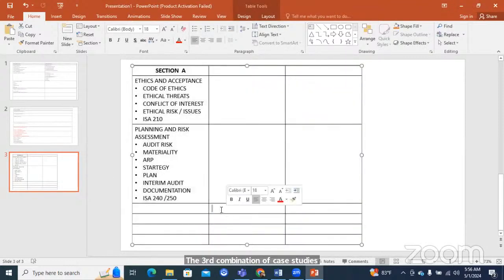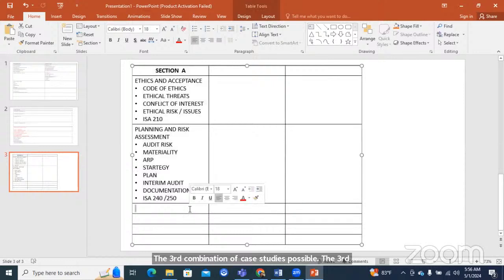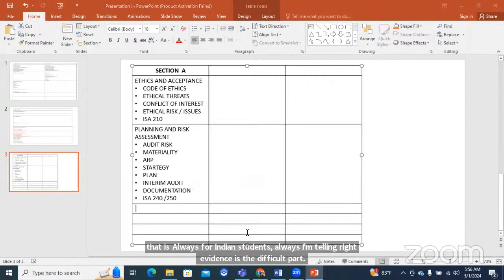Right. And the third combination of case study is possible. See, the third case study, right? I'm talking from the examiner's perspective, how the examiner can think and create cases. The third case study is possible. That is a little tricky. Only that case study is the most difficult. Always for Indian students, I'm always telling, right? Evidence is the difficult part. When it comes to section A, evidence is very difficult.